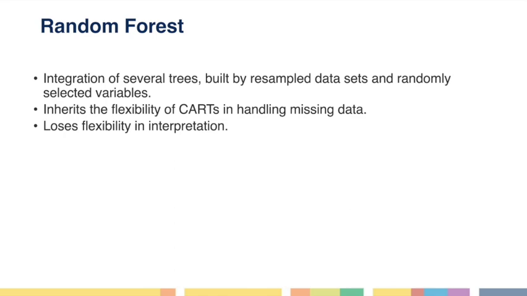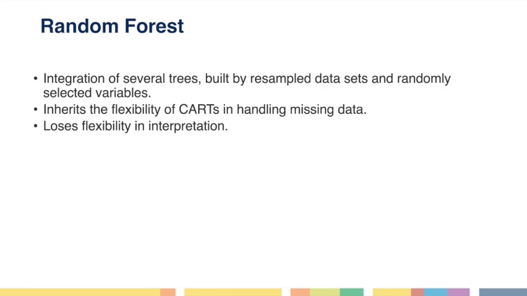Some characteristics of random forest is that, as I said before, it integrates several trees built by resampled data sets and randomly selected variables. It also inherits the flexibility of CARTs in handling missing data. This means that based on the initial data, several data sets are made by using resampling techniques. This means that an observation within the initial data set can be repeated in the sample that we are generating. So several independent samples are created and controlled with a parameter that we're going to see afterwards.